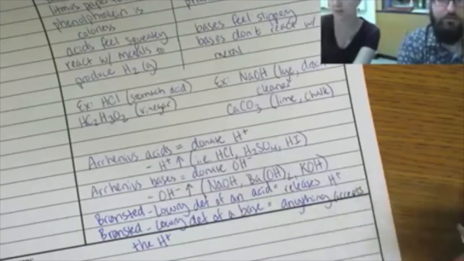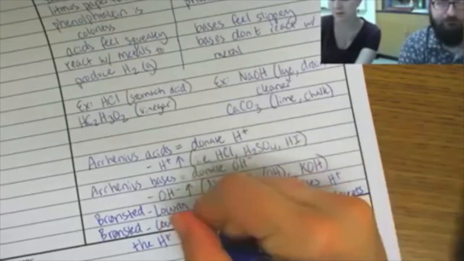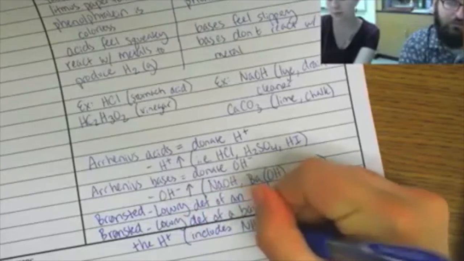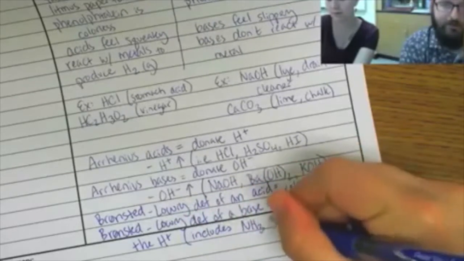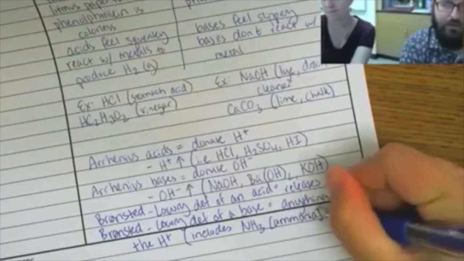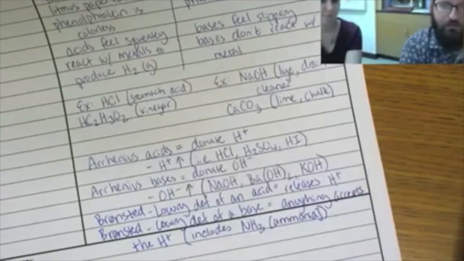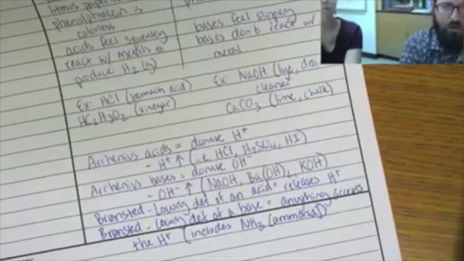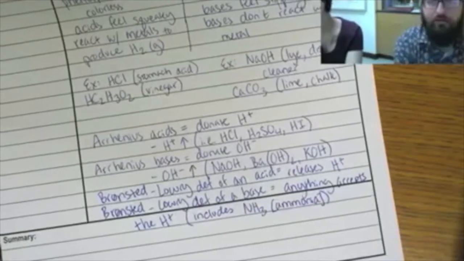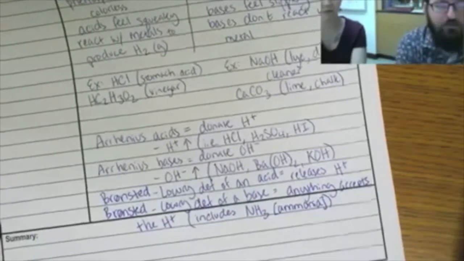So this includes NH3, ammonia. That's why we like that one. If it accepts an H+ ion, it would then become NH4+ and have a positive charge. Ammonium, which is the acid. We're not just talking about OHs in there. So that's a whole lot of information.